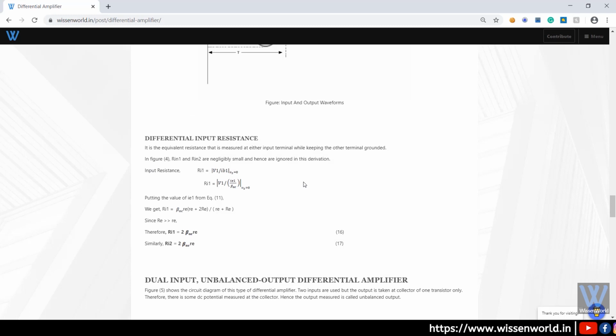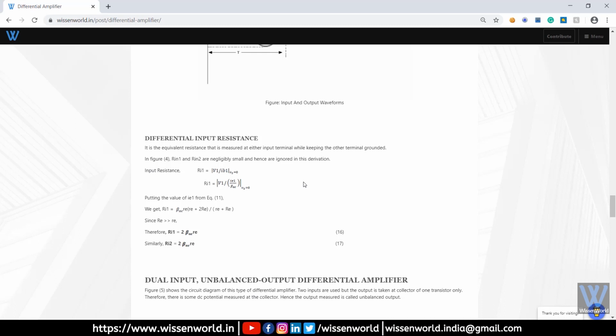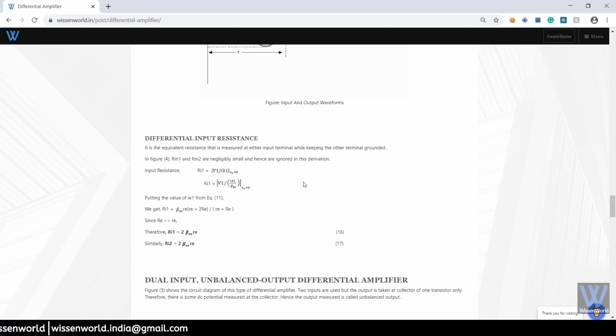Now we need to find the differential input resistance. Differential input resistance is the equivalent resistance that is measured at either input terminal while keeping the other terminal grounded. What this means is, if we need to find Rin1, then we will keep Vin2 as 0, and if we need to find Rin2, then we will keep Vin1 as 0.